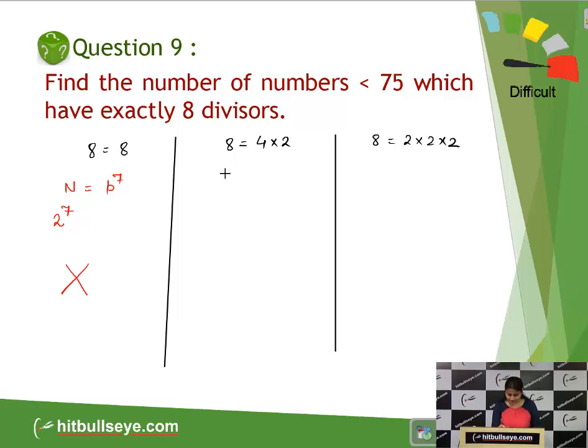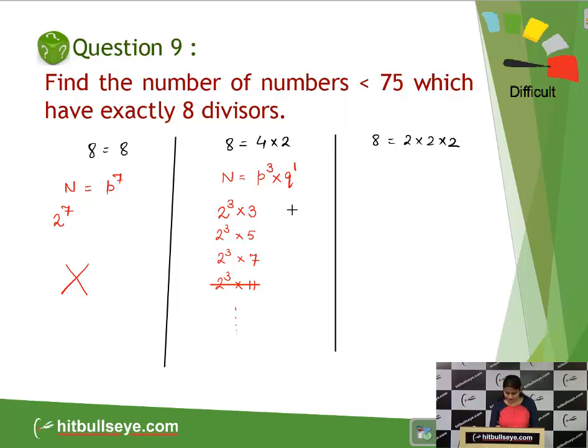Coming to second case. Here my number can be of this format, P cube into Q raised to power 1. So if I write all such numbers, they'll be 2 cube into 3, 2 cube into 5, 2 cube into 7, 2 cube into 11, and so on. But we cannot consider 2 cube into 11 because that is 88, which is more than 75. So we have to neglect this case.